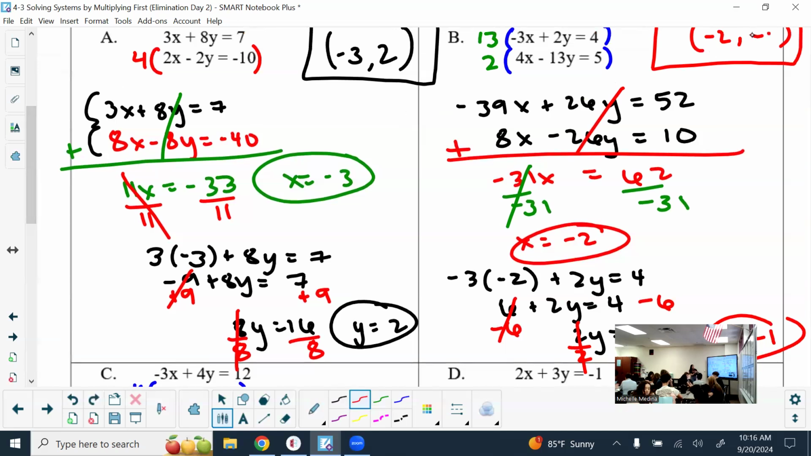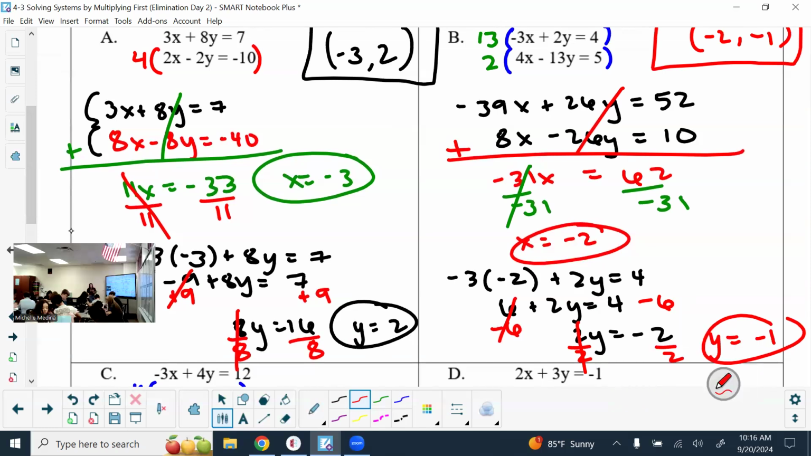My final answer ends up being negative... Good. Okay. You have one more to try. We'll go over, or at least I'll project it, in about 5 minutes, the example. And then after that, you are just working on your practice. So I promised to show you what that one looked like if you wanted to eliminate the x first. So let me do that real quick.